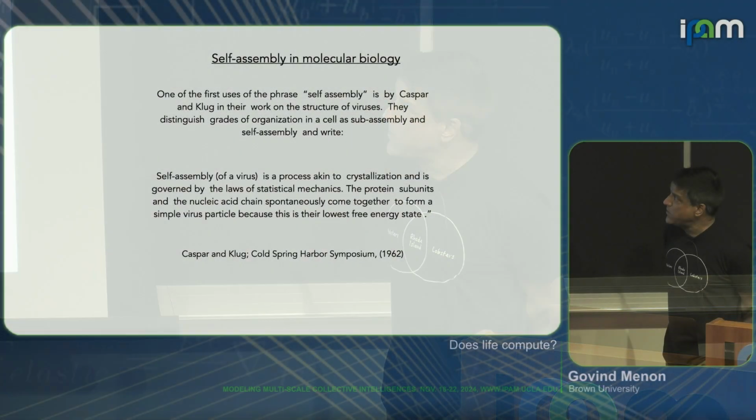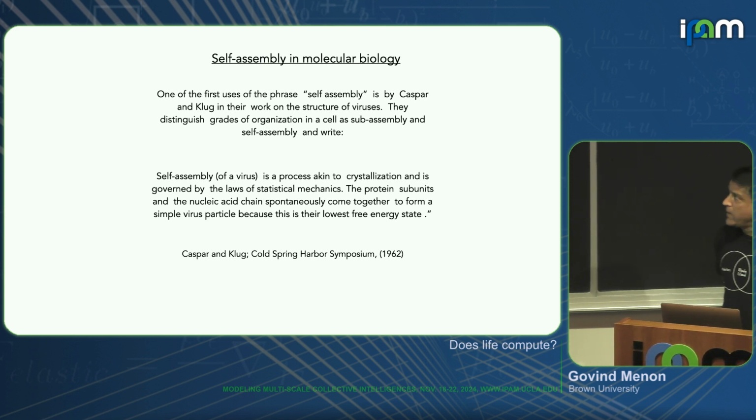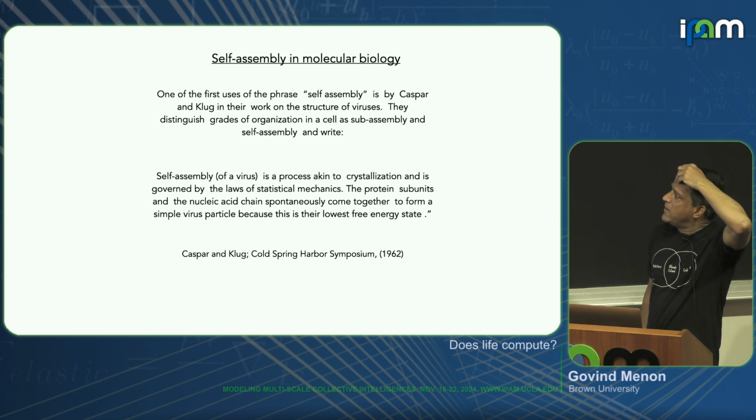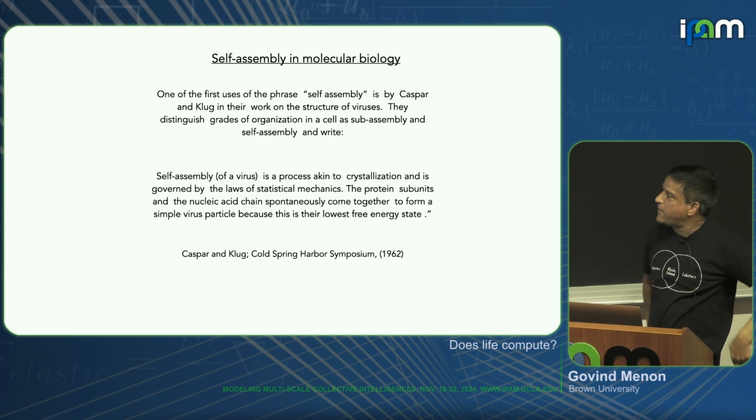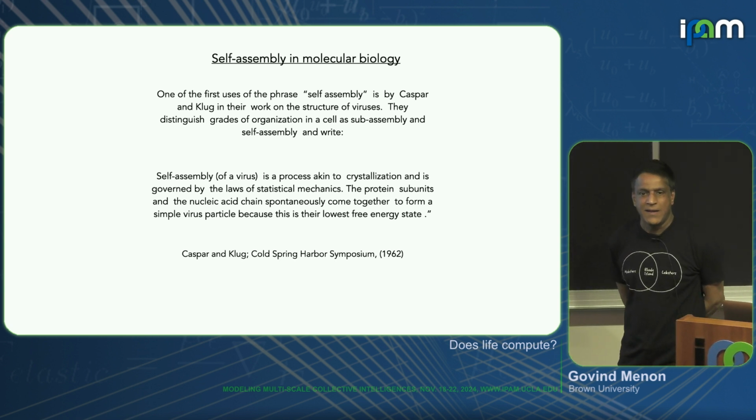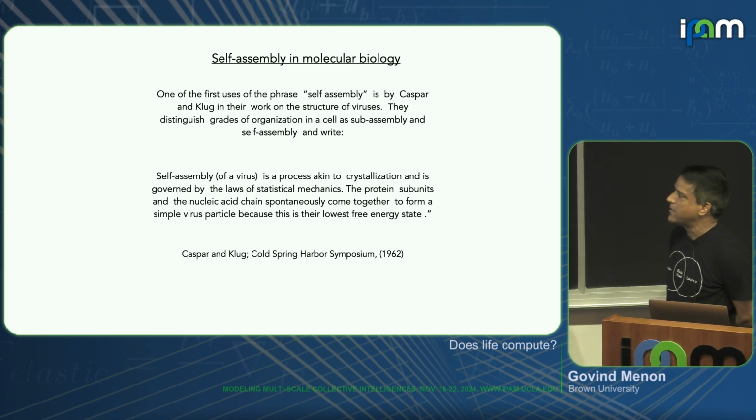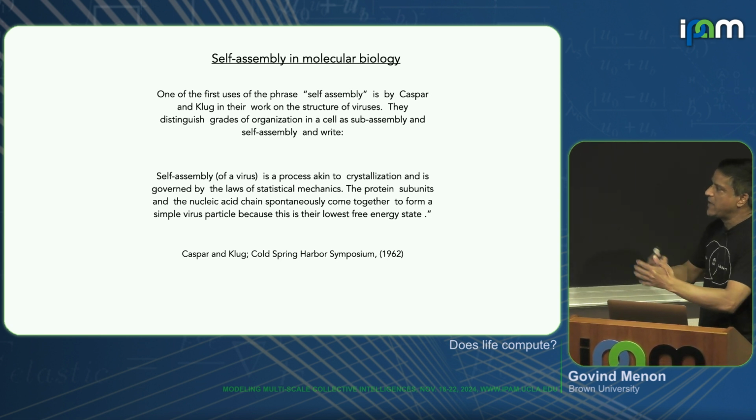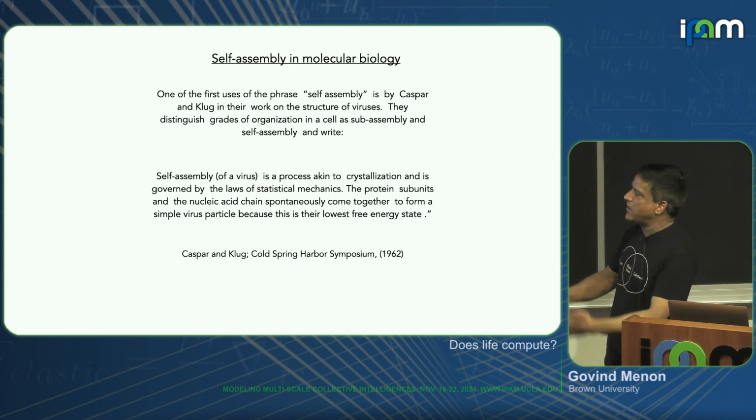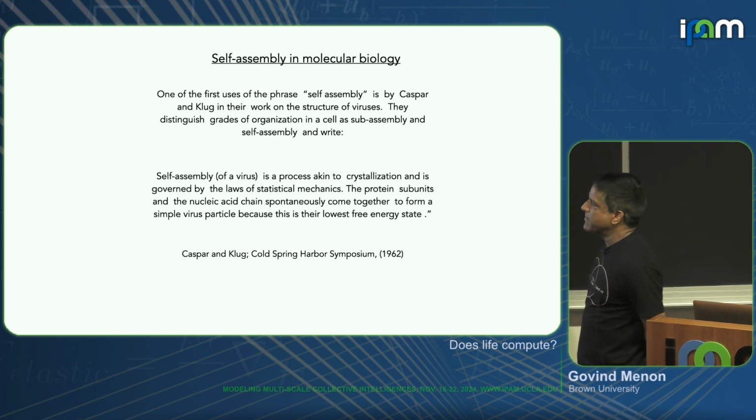And first of all, to introduce the term self-assembly. One of the first uses of the phrase self-assembly is by Caspar and Klug in their work on the structure of viruses. Very, very early stages of molecular biology. It's the work that followed the second paper that Watson and Crick wrote after the first paper on DNA, which was about the structure of viruses. They found that viruses have icosahedral symmetry. And this idea was really studied with great care by Caspar and Klug.